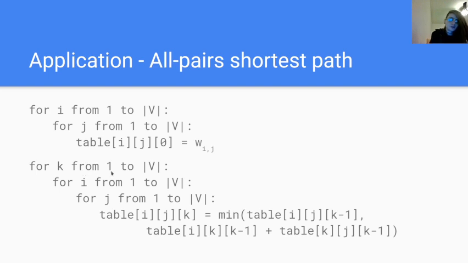Now we have our triple for loop. For k from 1 to the number of vertices, i from 1 to the number of vertices, j from 1 to the number of vertices, we're building up this table of i, j, k equals whichever is smaller, these two halves, the red or the blue. And it's the same as from the recurrence. I've already explained it in English.